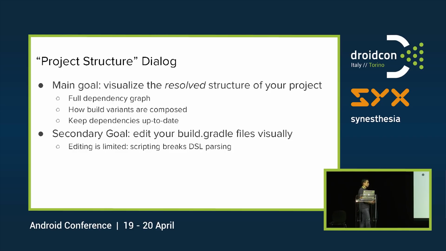Another thing that this dialog is going to show you is how build variants are composed. For example, you have the product flavors, you have the build types, how these elements are combined, and which build variants are the product of that combination.